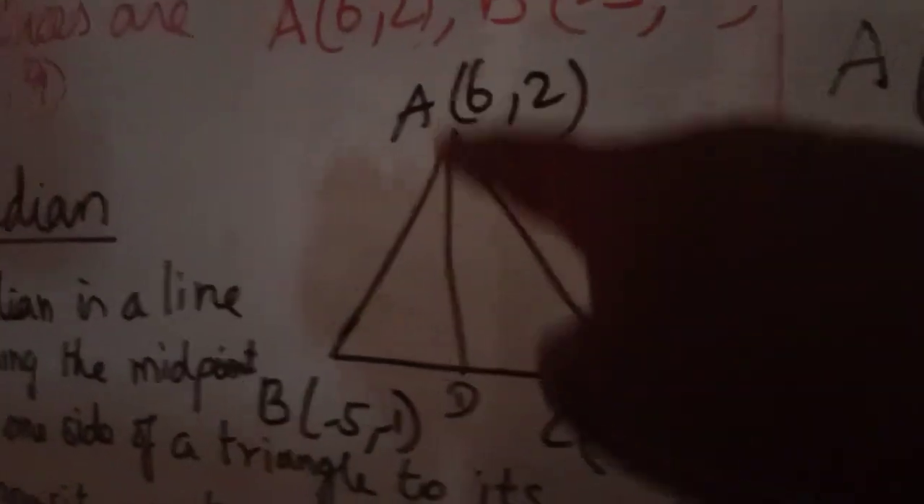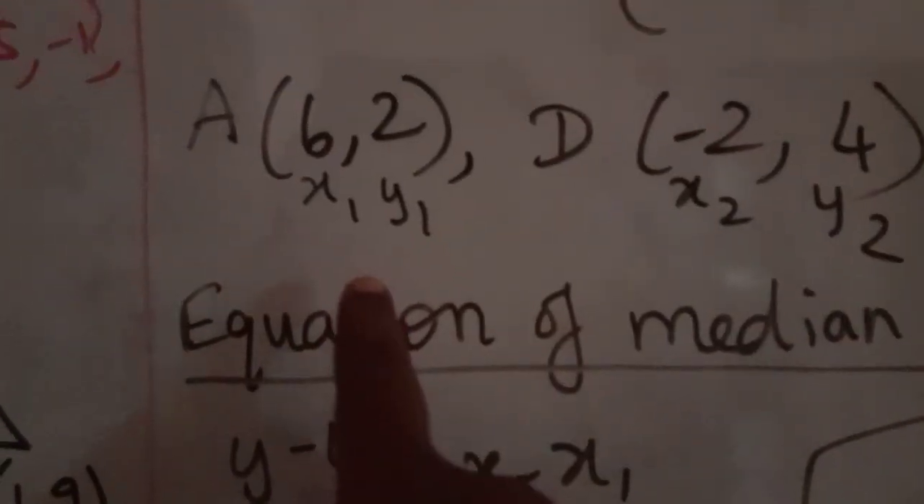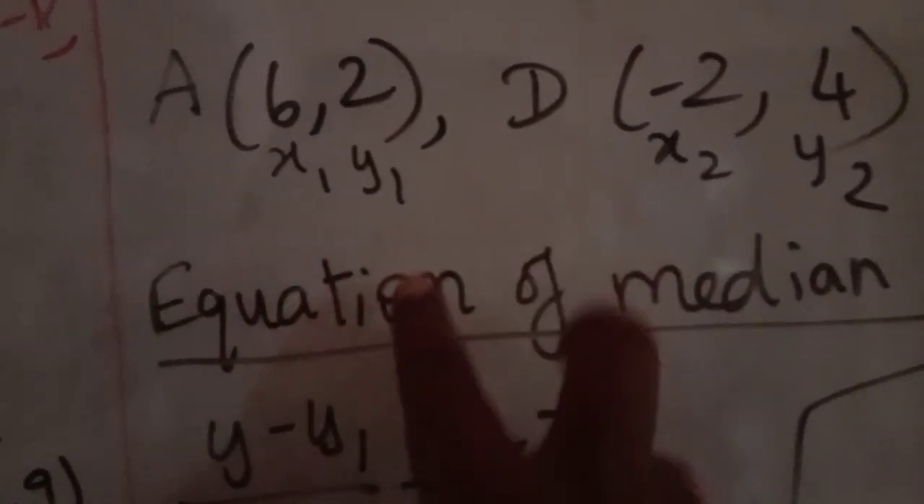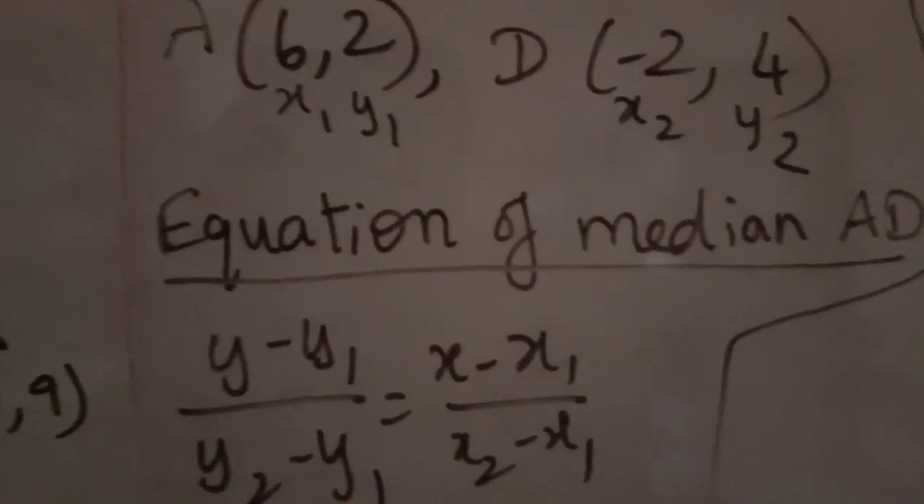We have to find the equation of AD. The point A we already know, now we find D. So write down the points A and D. Two points are given, and we are going to find the equation of the median AD. What are the four equations?